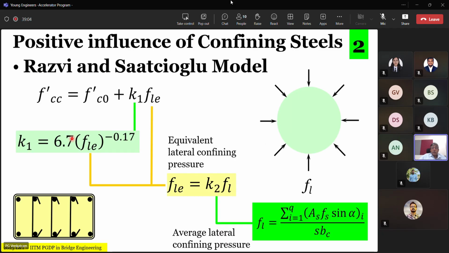Okay, the second model, which is a little more preferable, but is not yet the one which you see in the code. In the code, you tend to see the Mander model. In this case, the effective confinement pressure is a combination of two parameters, K1 and FLE. FLE is an equivalent lateral confinement pressure, which in this case is linked to the actual stress in the confining steel bar. It is not linked to the yield strength of the bar. It is linked to the actual stress in the bar, which is why this Fs is different compared to that.